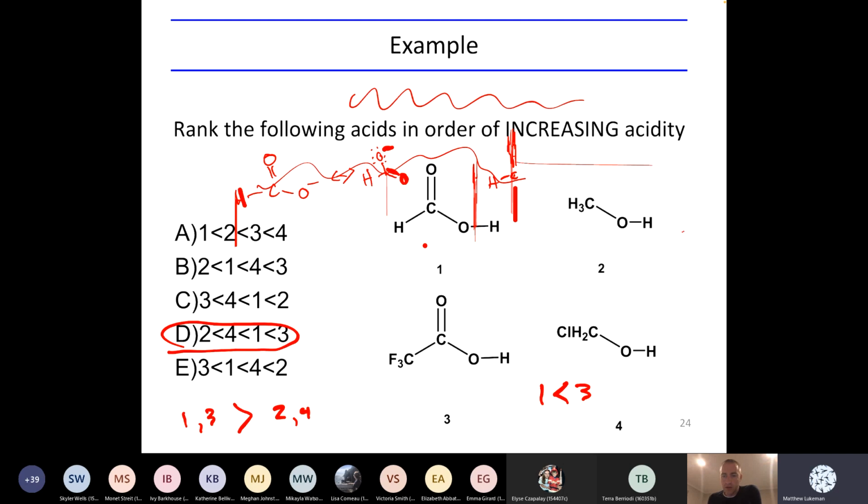4 will be a little stronger than 2 because 4 has an electronegative chlorine that could help stabilize the anion. The anion would look like this, Cl H2CO minus. So a nearby electronegative atom makes that a little stronger. So we would have then 4 and then 2. Cool.